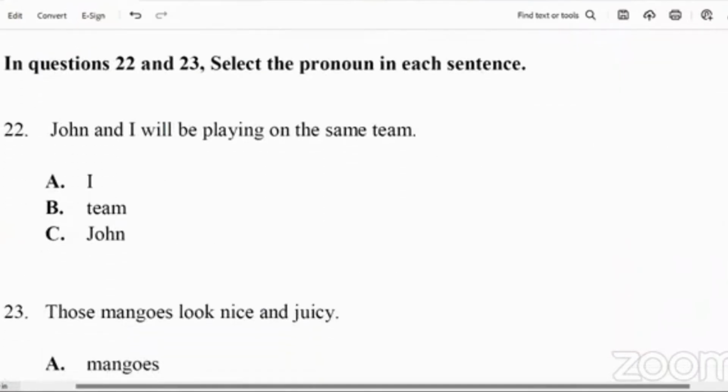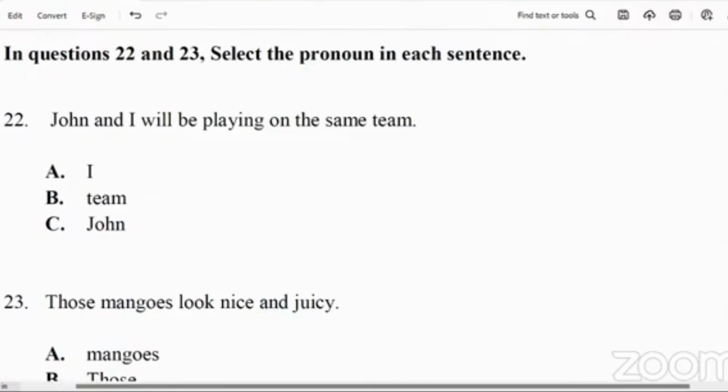Question 22 and 23 are going to select the pronoun in each sentence. Question 22, John and I will be playing on the same team. Okay, what's a pronoun? Usually a pronoun is used in place of a noun, it's a substitute for a noun. John, team, I, which of those is the pronoun? I. So instead of calling your own name, you say I. I is the pronoun there. Team is a noun. John is also a noun.